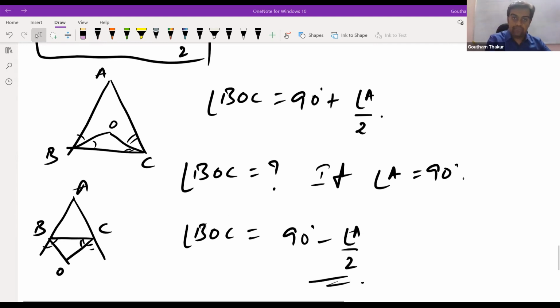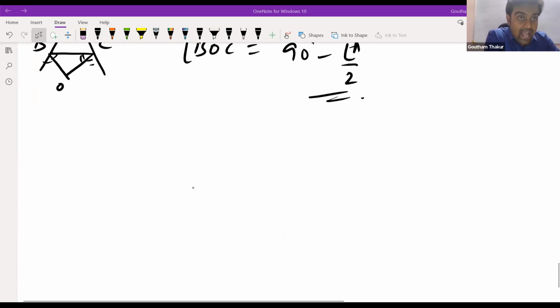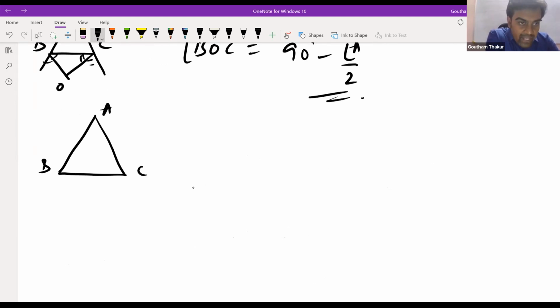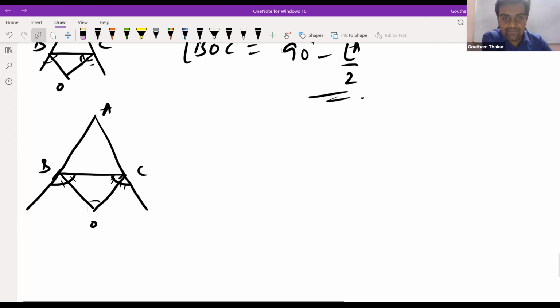In the same way, we have a triangle like this, ABC. If the exterior angle is there, what do you mean by exterior angle? The lines which are getting outside the triangle. This is an exterior angle. This is an exterior angle. If the bisectors are there for the exterior angle, these two are equal and these two are equal, then my angle BOC will be different. That is what I'm saying.